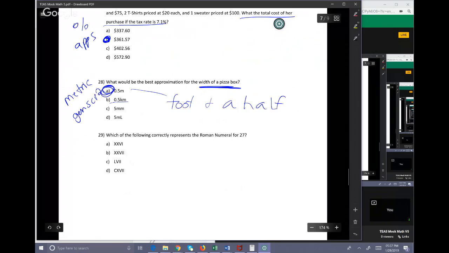So you've never ordered a pizza that big. It would not fit through your door. So you know it's not half a mile. 5 millimeters is about this big. I don't think you've actually ever ordered a pizza that small. And then 5 milliliters is liquid volume, and a pizza box is a length measurement. They're asking you the length or the width of a pizza box, not liquid volume. So if it's got an L in it, it absolutely could not be the answer. You can see these on the science or math test, the approximation ones. I've done my best to put all of them in front of you that you actually could see.